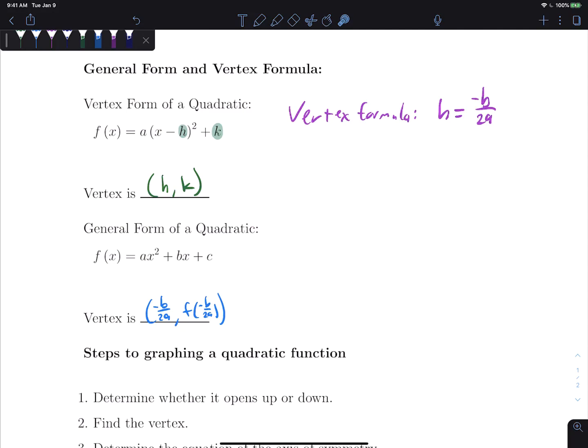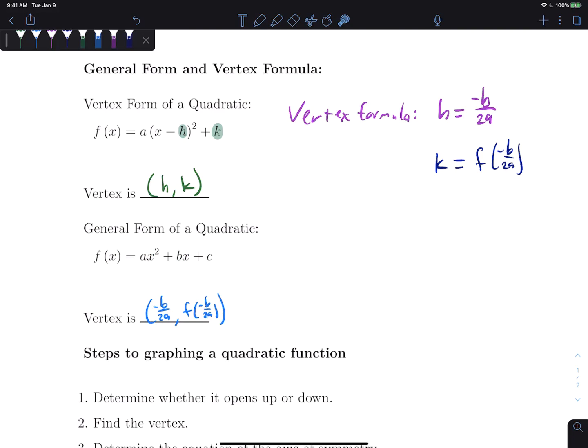Now the k value is f of negative b over 2a, and you can memorize that if you want to, but basically we just take this value and plug it in for the x's to get this k value.